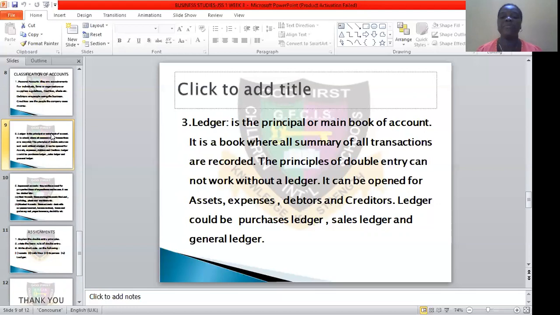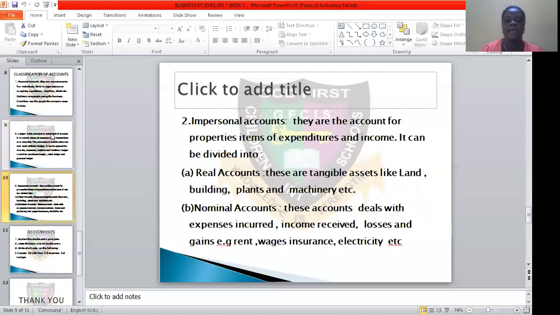And don't forget that the principle of double entry cannot work without the ledger, because as you are debiting in the main book, it is the ledger that you will use to make it a debit entry. When you open the cash book, you have to open the assets account, the expenses account, the debtors account, and the creditors account, to make it balanced. Then the next one is impersonal accounts.